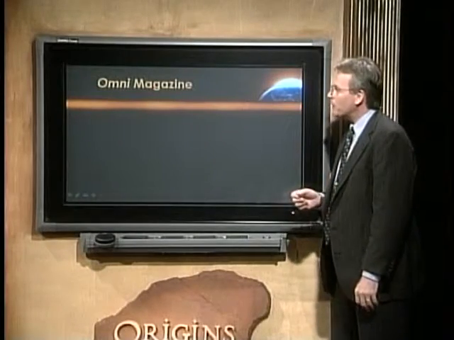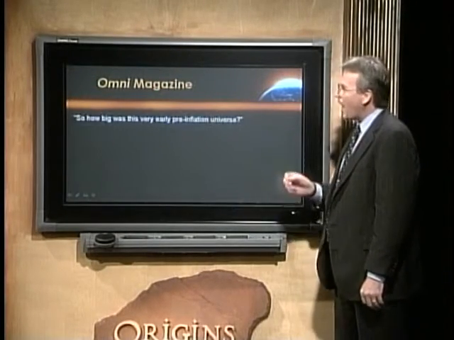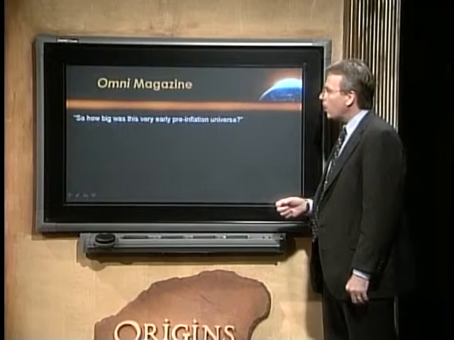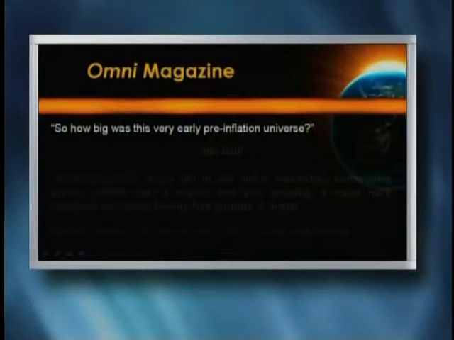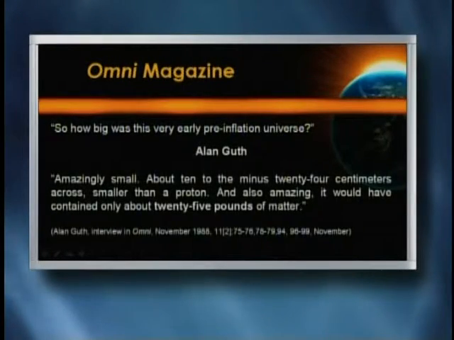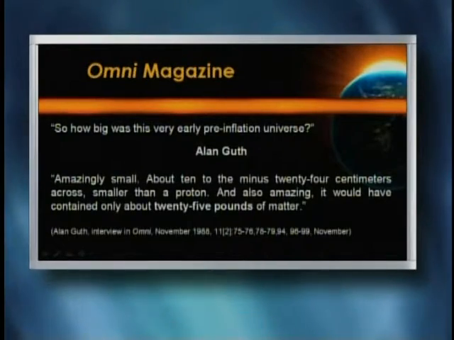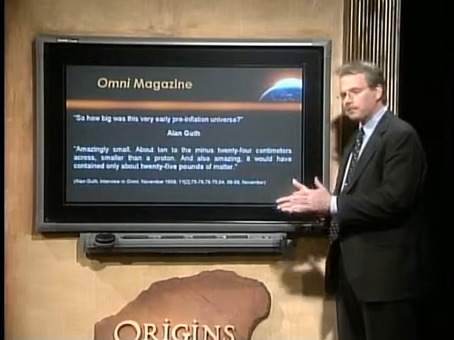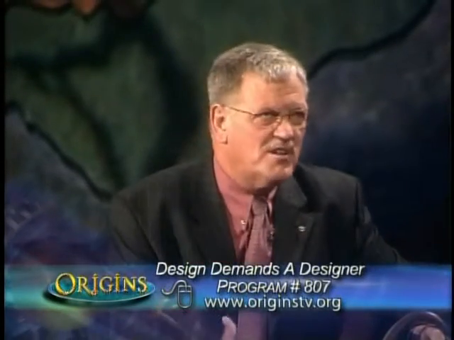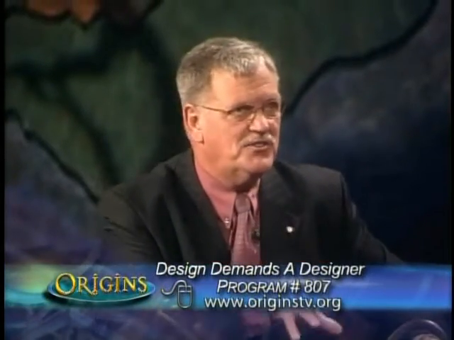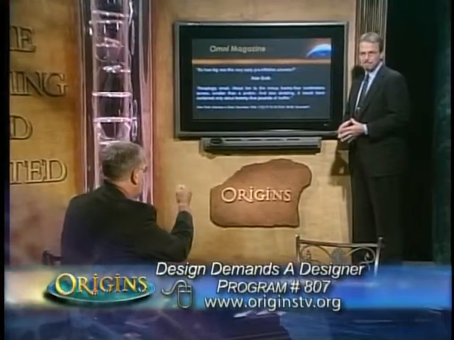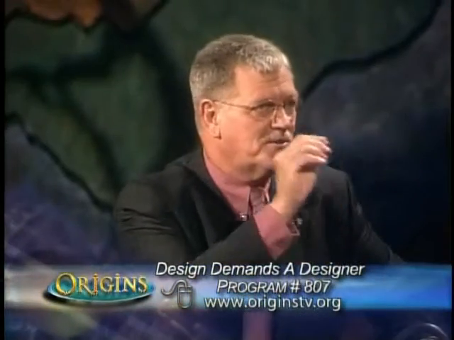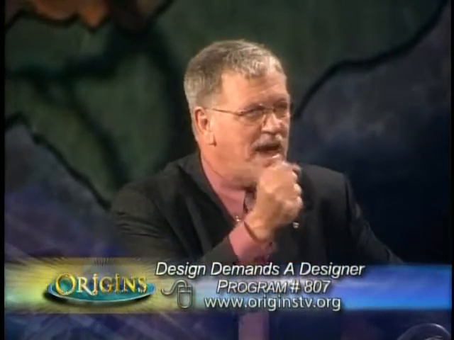They asked him the question, they said, just how big was this very early pre-inflation universe? His response, amazingly small, about 10 to the minus 24 centimeters across, smaller than a proton. And also amazing, it would have contained only about 25 pounds of matter. Now, this is mind-boggling to me. This is the Big Bang Theory, isn't that right? That there was this one little egg or period or dot of matter.